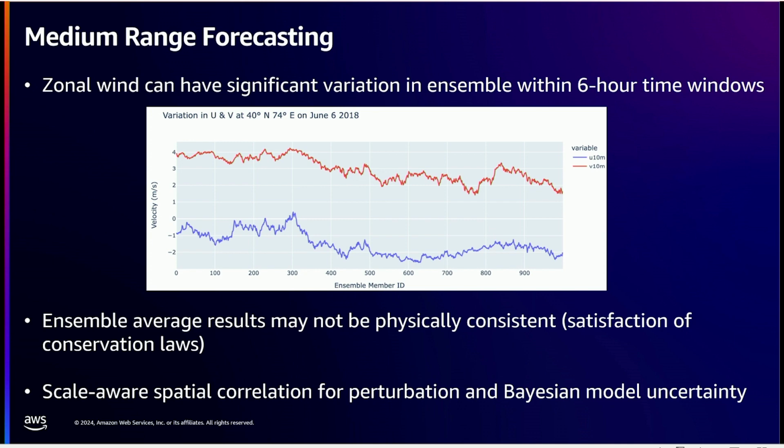There has been some recent work just coming out from the Caltech group who came up with this ForecastNet idea about scale-aware spatial correlation for the perturbations, and this allows you within a Bayesian model uncertainty framework to calibrate your model to understand how exactly noise affects, perturbations affect the evolution of the system.